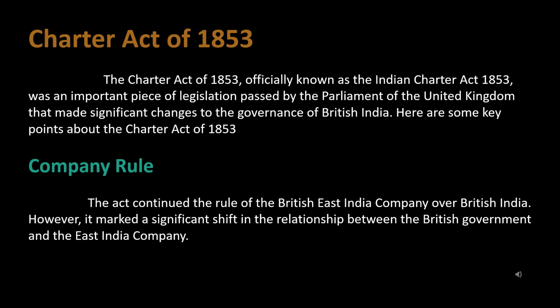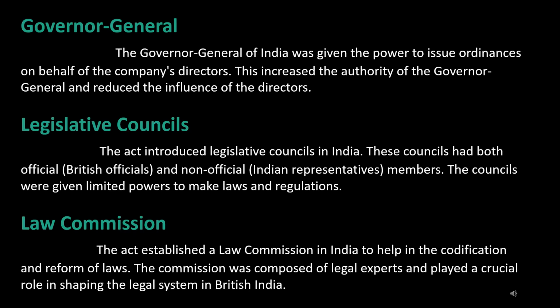Company rule. The Act continued the rule of the British East India Company over British India. However, it marked a significant shift in the relationship between the British government and the East India Company. Governor-General. The Governor-General of India was given the power to issue ordinances on behalf of the company's directors. This increased the authority of the Governor-General and reduced the influence of the directors.